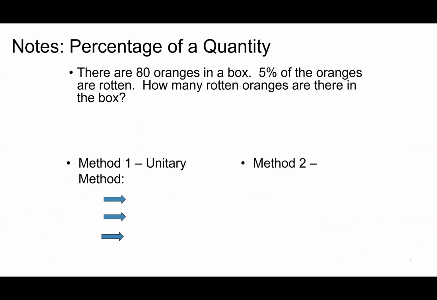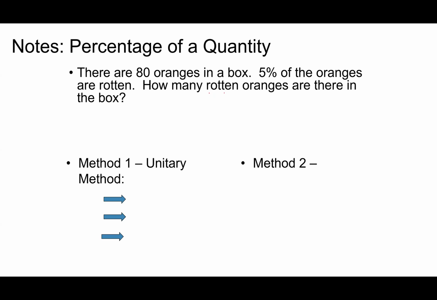Okay, so unitary method, Cameron, this is what you were telling me to do. That's going to be one way that we're going to solve percentage problems. Again, today we're finding percentage of a quantity. So we're going to end up with a quantity or a number, actual things, not a percentage. So our first problem says there are 80 oranges in a box. 5% of the oranges are rotten. How many rotten oranges are there in the box?